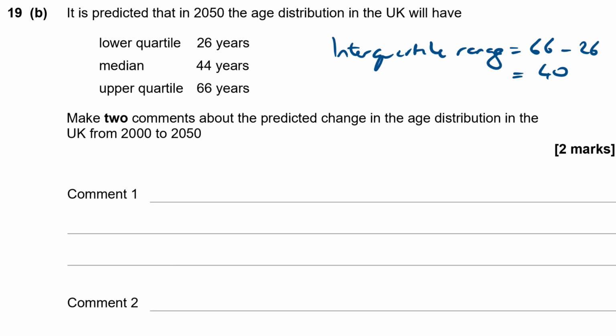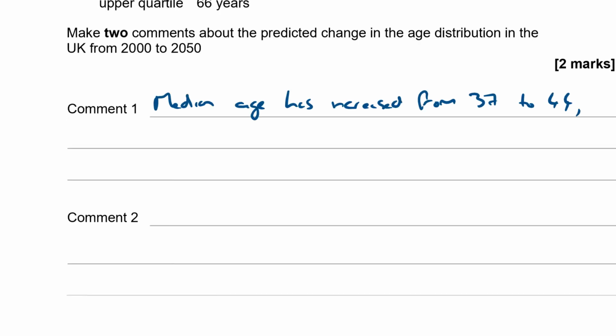So in terms of the age of the population, it means that people on average are going to be living longer. So median age has increased from 37 to 44. So people are older on average.